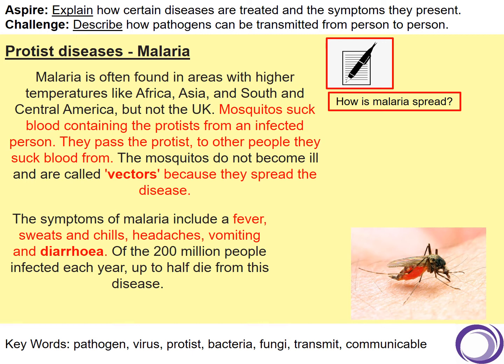And of the 200 million people each year that are affected with malaria, up to half of the people die from this disease. So I've got a question for you then. So how is malaria spread? So I'm going to give you a minute to write down your answers on how malaria is spread. Off you go.